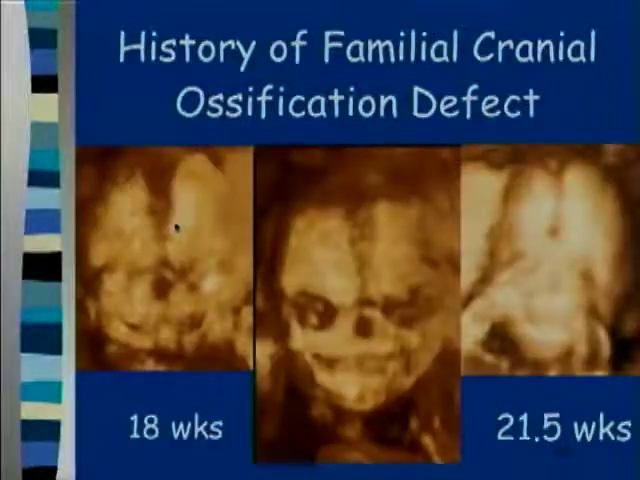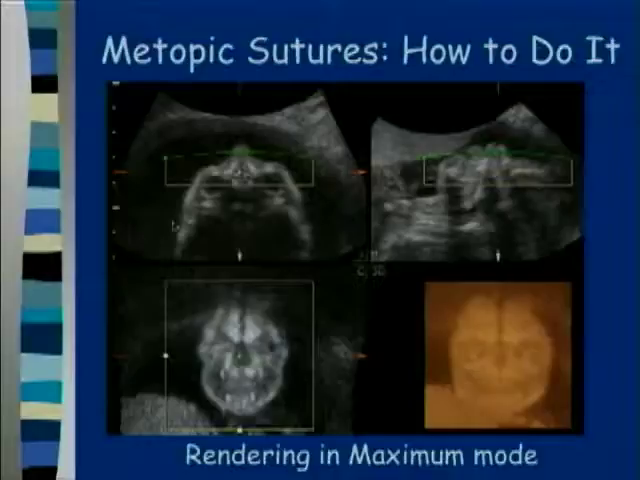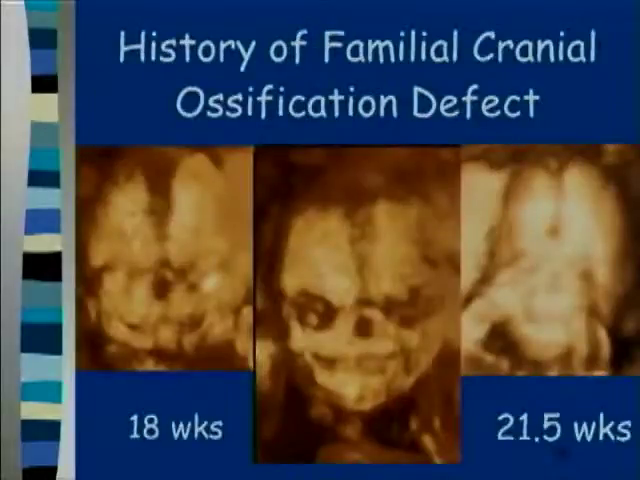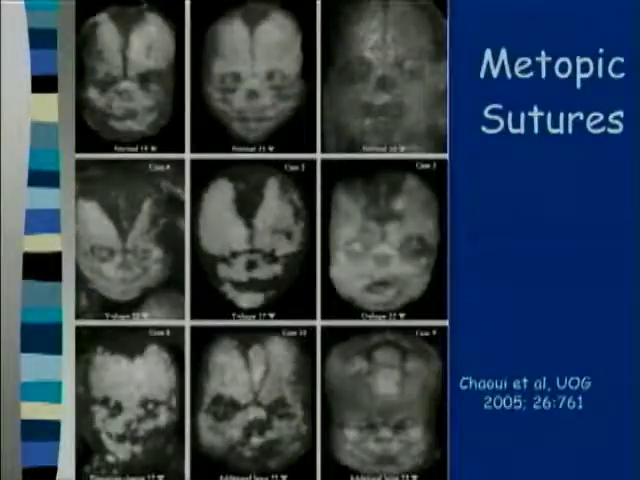Now, just to show you that it's not so simple, this was a family that came in with a history of familial cranial ossification defect, and mom had it herself. And this fetus I studied at 18 weeks, and you can see that it looks pretty far apart. In comparison to those normals that I just showed you, let me go back one here and show you. Look at this at 19 weeks. You know, it's pretty closed by then.